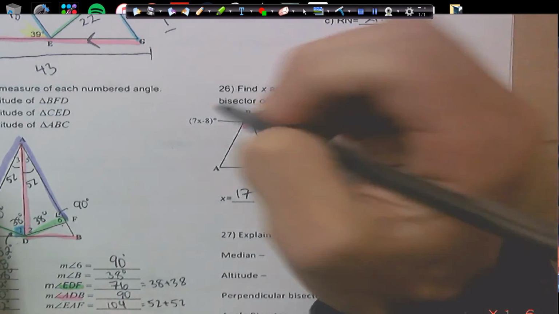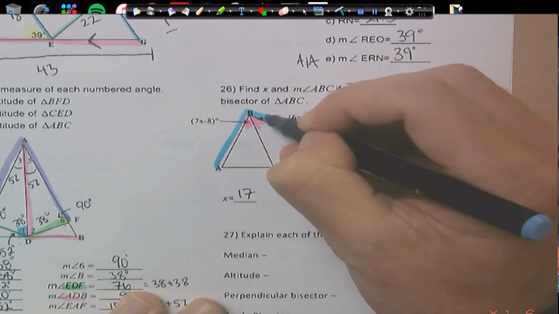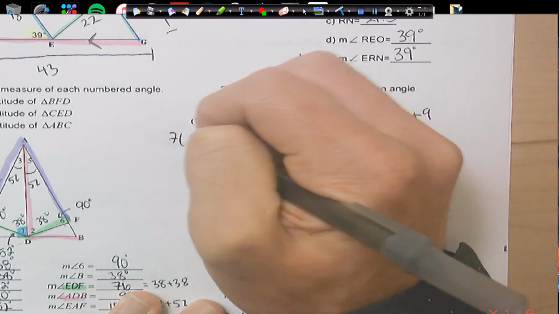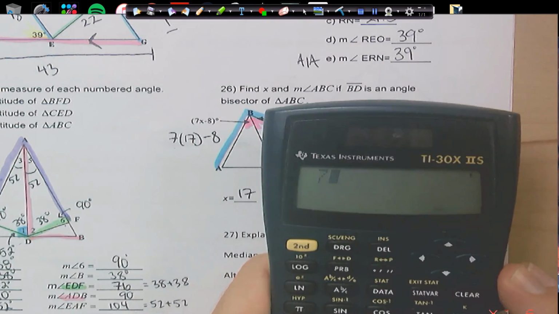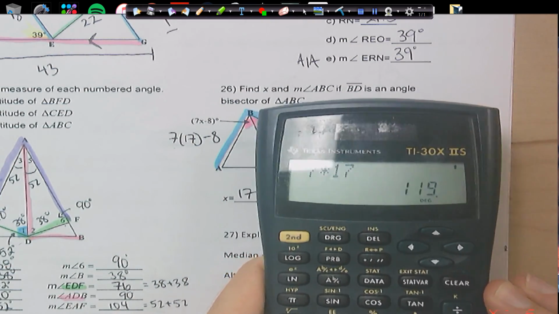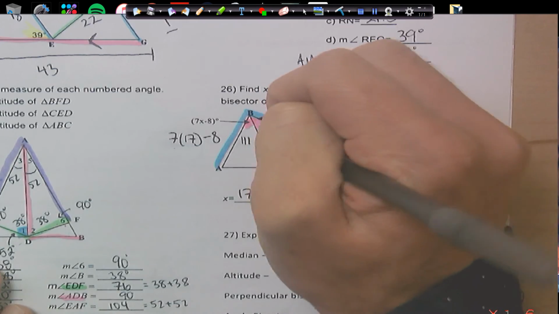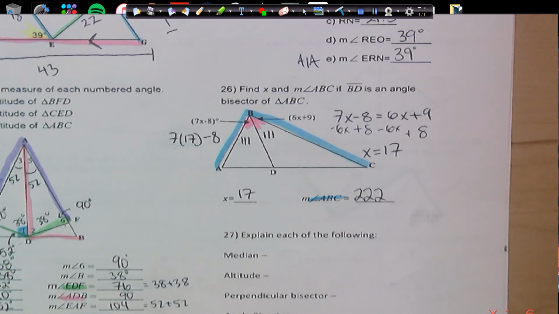When we plug 17 in to find this angle ABC, the major angle, right? ABC is A, B, and C. Well, we plug this in, we're going to get 7 times 17 minus 8. I have my calculator out, so let's go ahead and do it. 7 times 17 minus 8. We get 111, which means this is also 111, which means if you add them together, you get 222. And we know this is a problem because a triangle can't have an angle bigger than 180. So algebraically, that's our answer. Geometrically, we'd probably say that's not correct, but I'm sorry. That was a typo on my part.